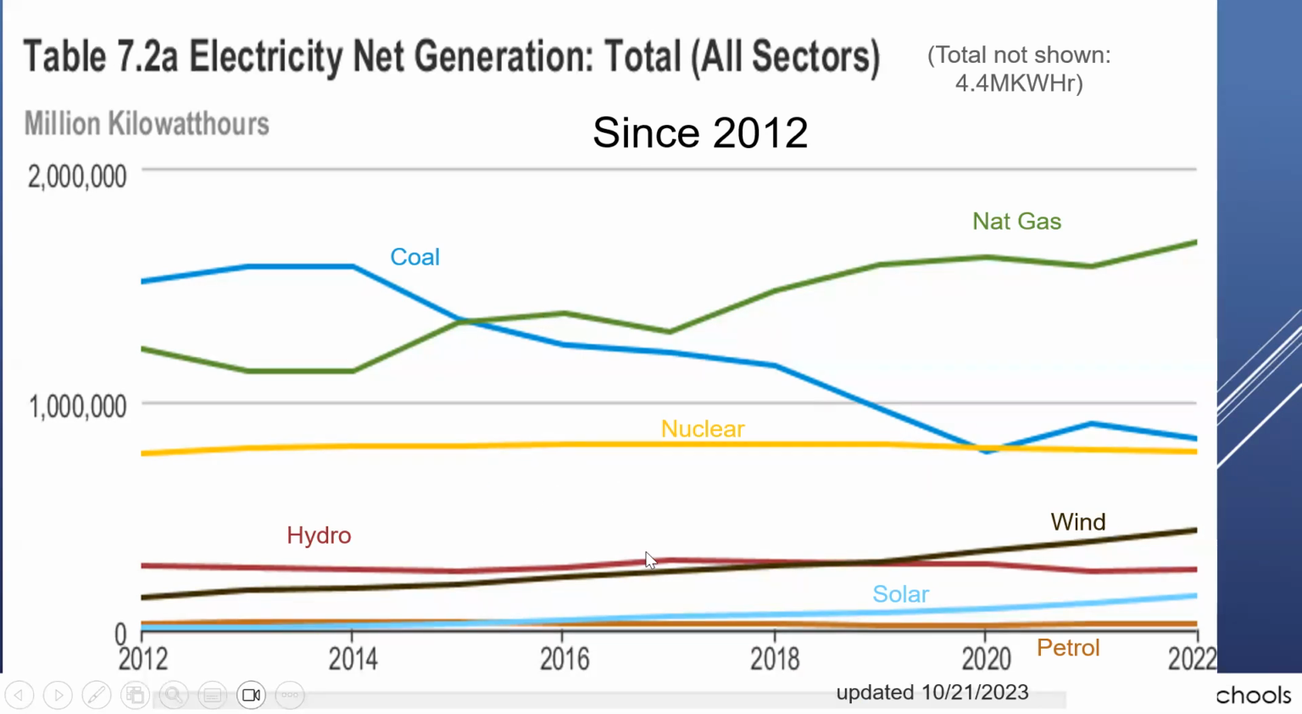Here's wind down here at the bottom. It's steadily increasing. Hydro's pretty flat. Nuclear's pretty flat over the years. Hydro is down some with the drought. You see it here. And solar's coming up. And here's petroleum-based power generation down here at the bottom.